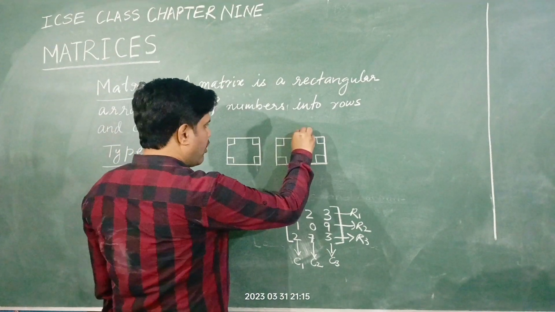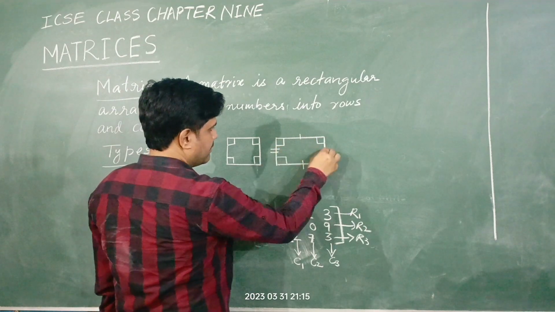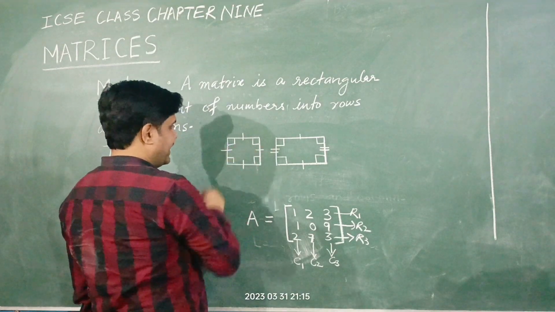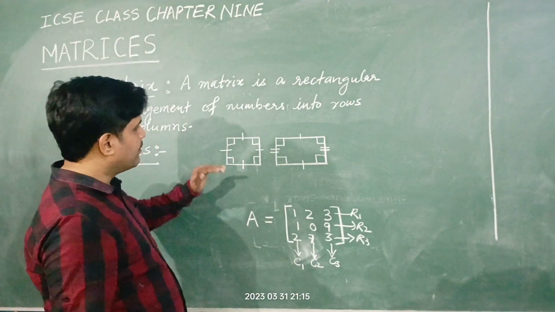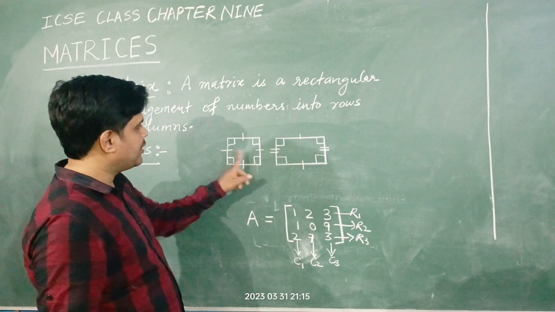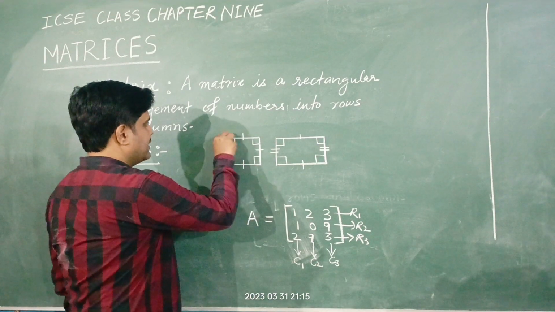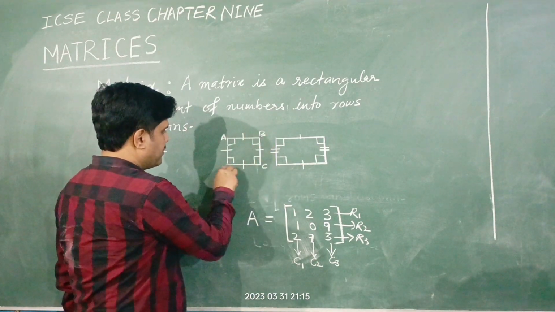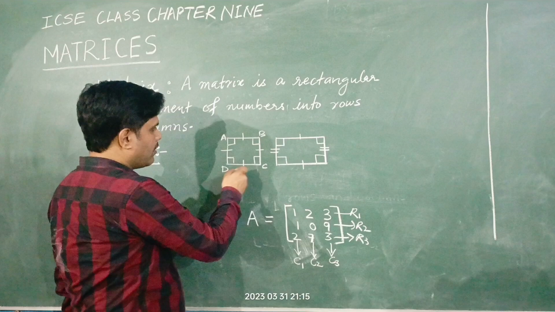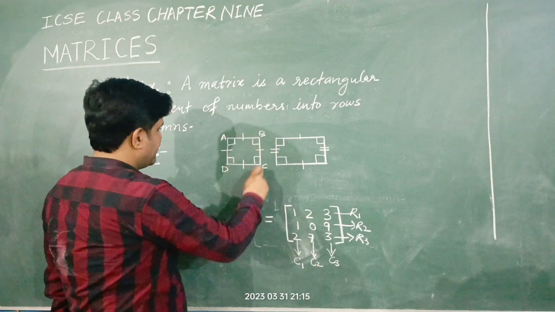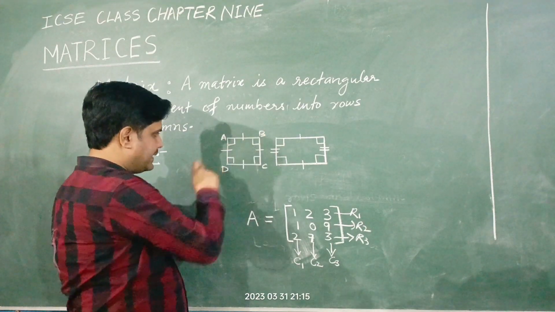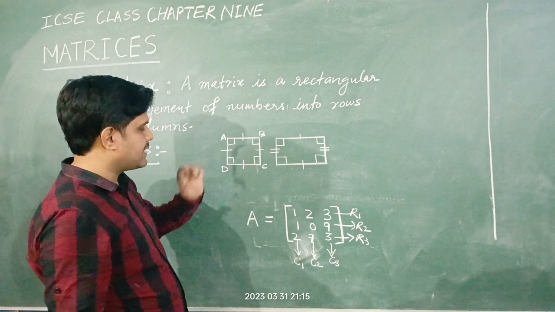In a rectangle, you have opposite sides equal. In a square also, you have opposite sides equal. In fact, all the sides are equal. But in order to be a rectangle, it just needs to have the opposite sides equal. Here, if I name it A, B, C, D, you can see AD and BC are opposite and equal, AB and DC are opposite and equal. So these are opposite sides.